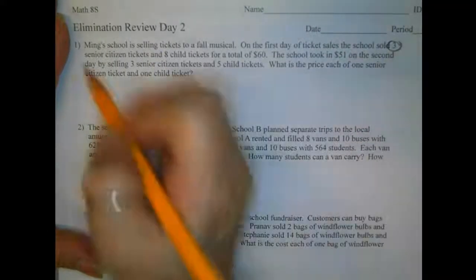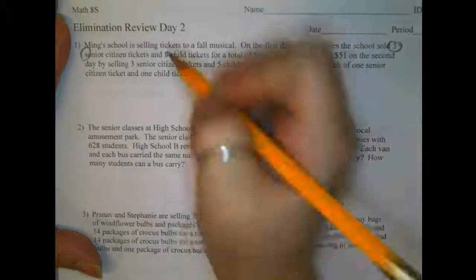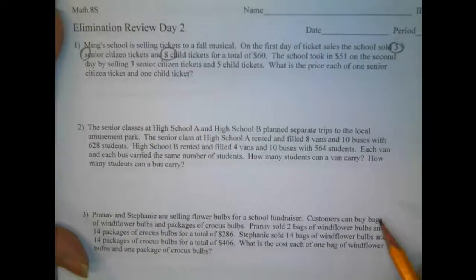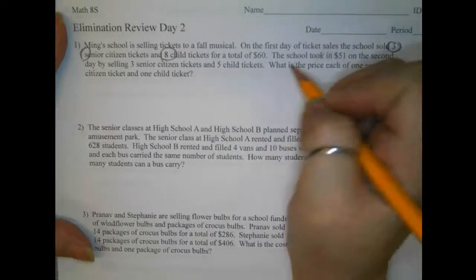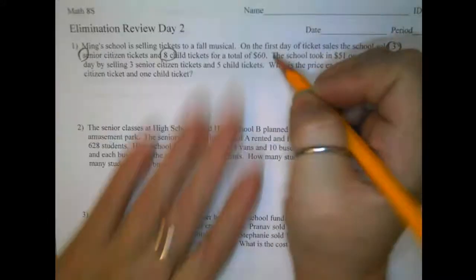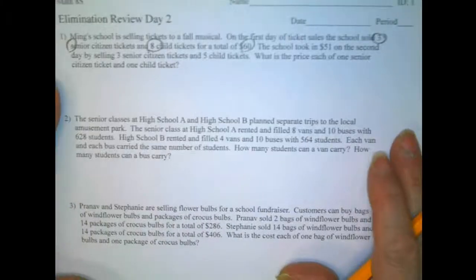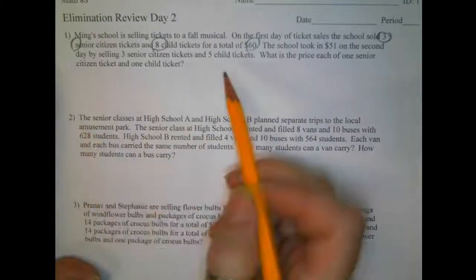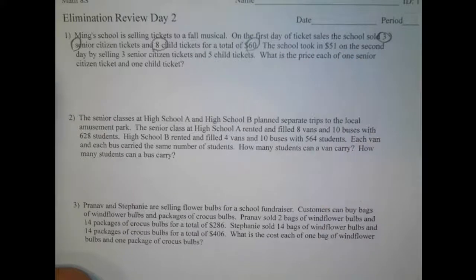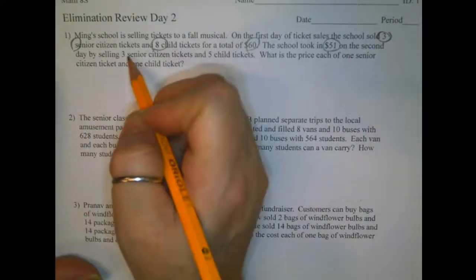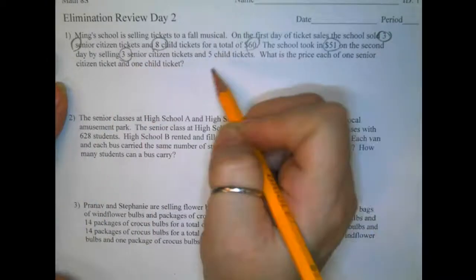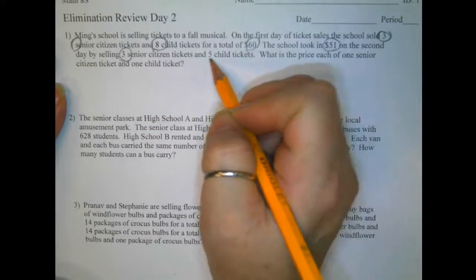We sold 3 senior tickets, right? We sold 8 child tickets, and how much money did we make? $60. Right? On the second day, how much money did they make? And they did that by selling how many seniors? 3. Still 3. And how many child tickets? 5. Perfect.